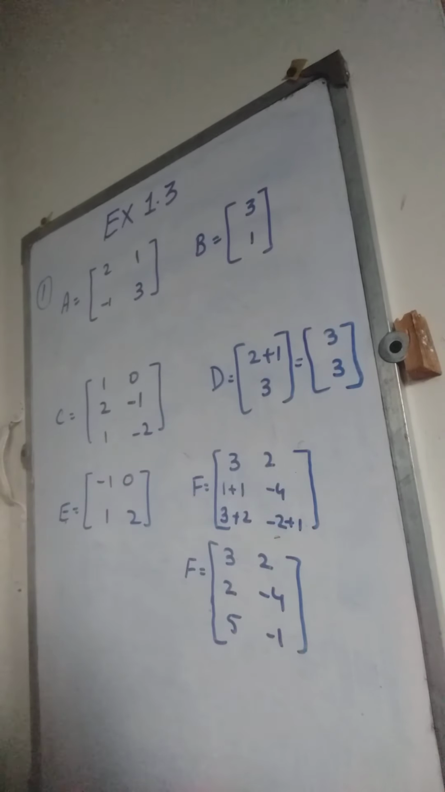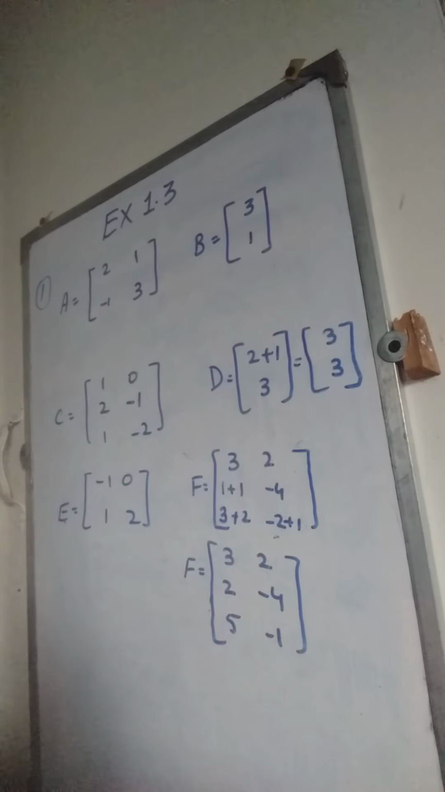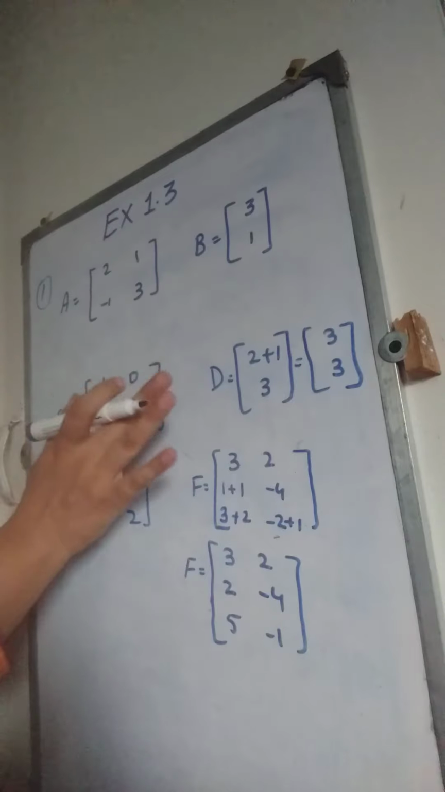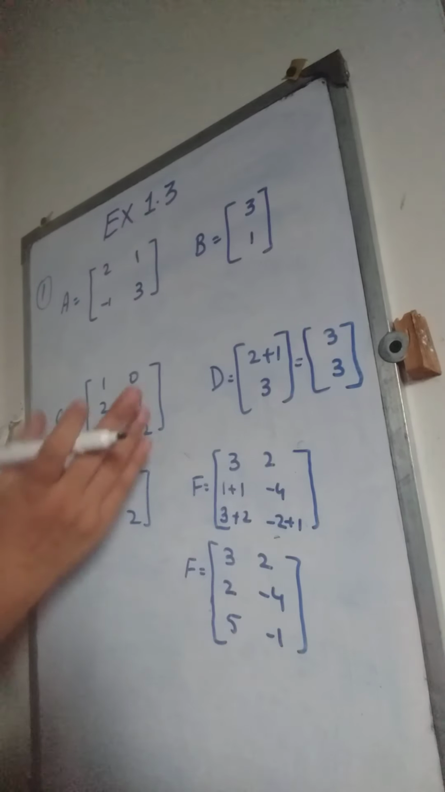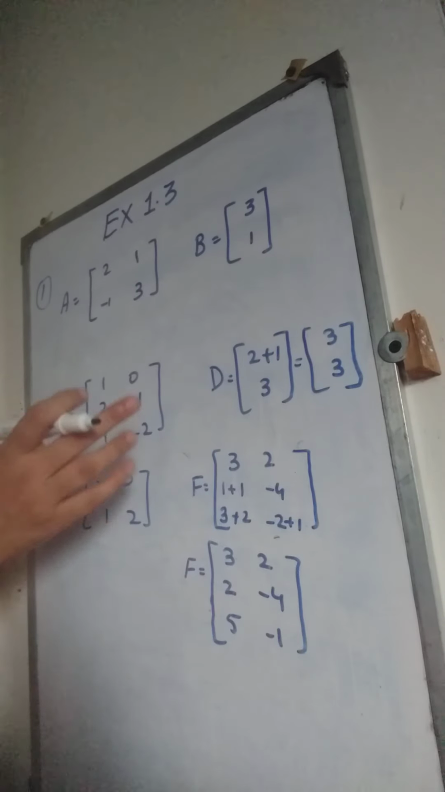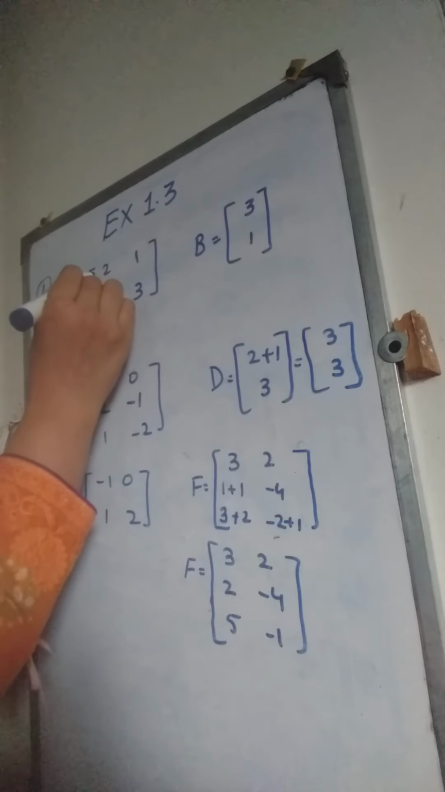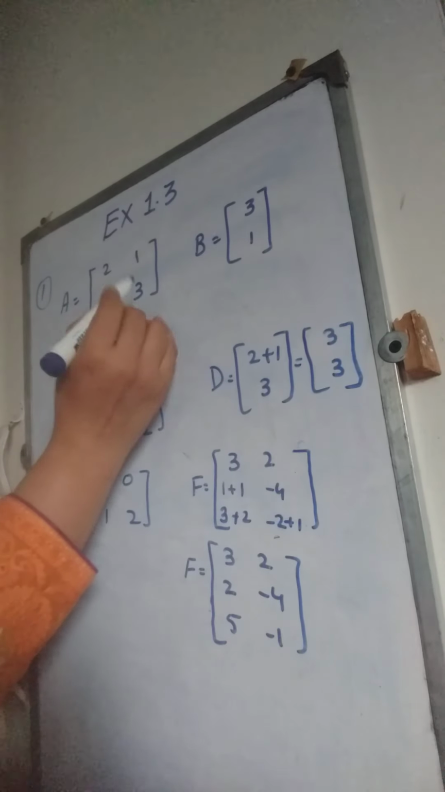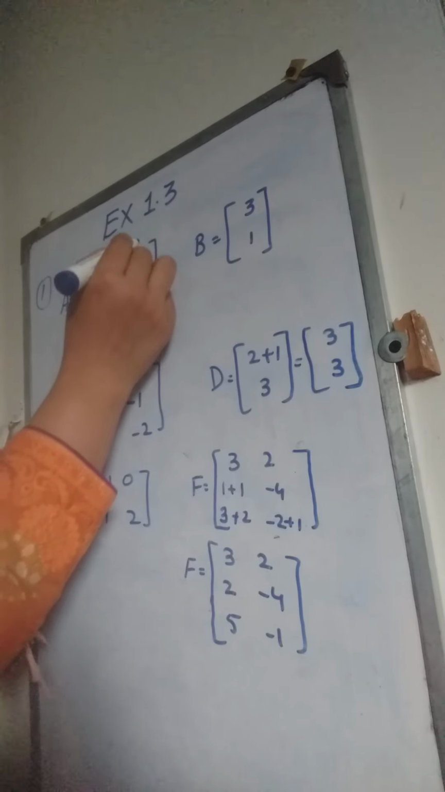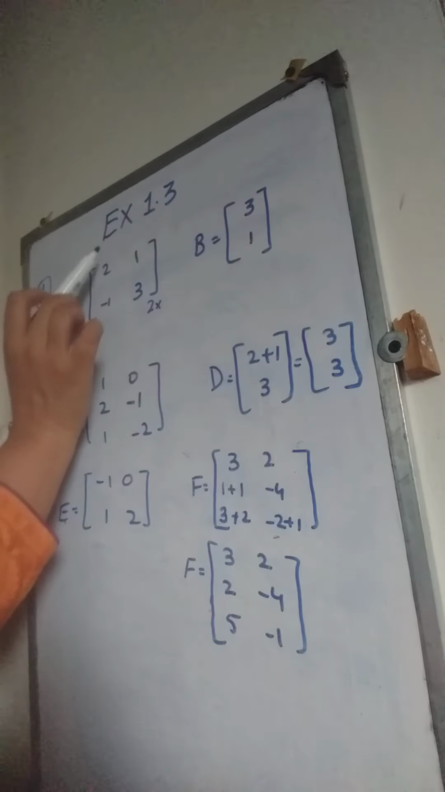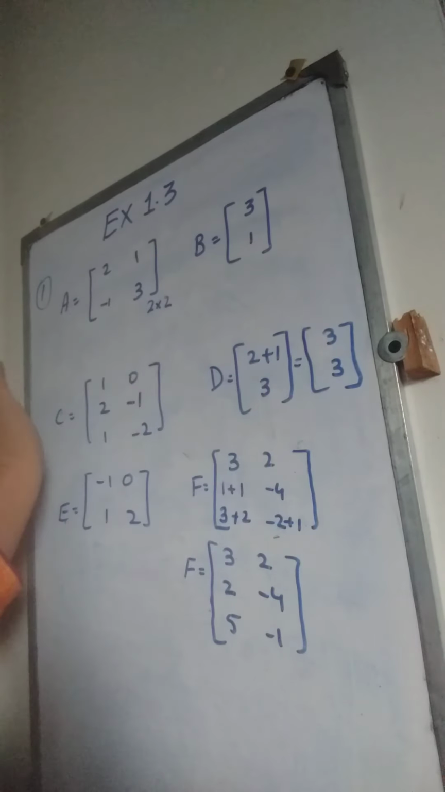Now we know that two matrices can be added only when they have the same order. So in order to find whether they are conformable for addition or not, we just need to find the order of all these matrices. Then we can easily tell which matrices can be added and which cannot be. Matrix A has two rows. This is the first row. This is the second row. So it has two rows and this is the first column. This is the second column. It has two rows and two columns. So it is a 2 by 2 matrix.